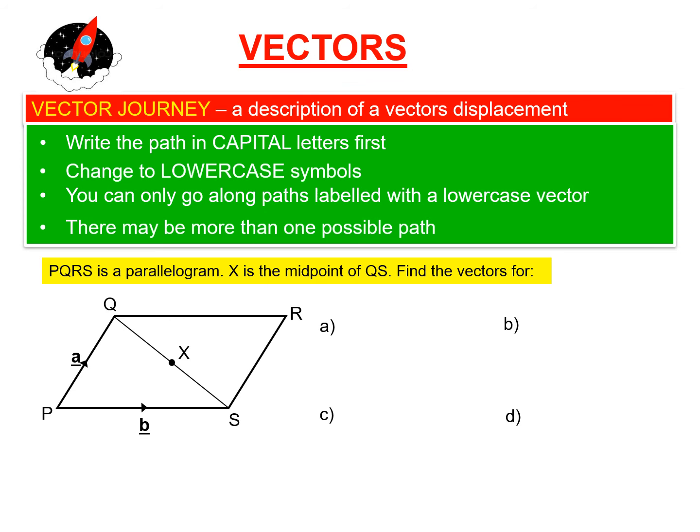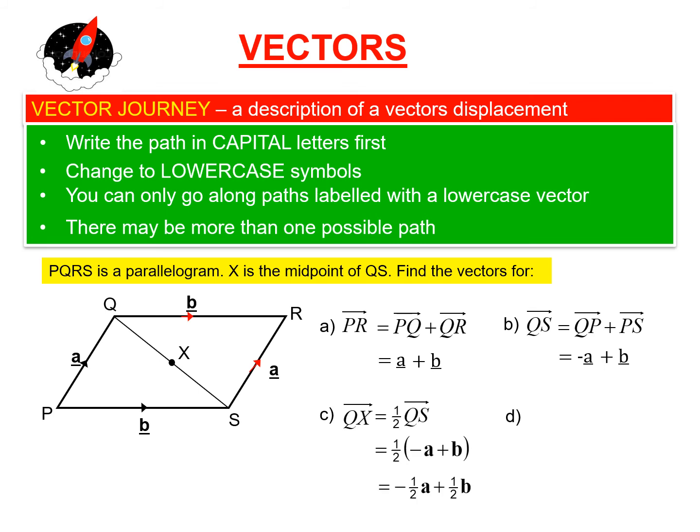Remember to always fill in any information that you know on your diagram first. So here we can fill in vector a and vector b on the sides RS and QR respectively. This will help us because it will give us more routes to take. So here we've got PR, so one possible route to get from P to R is to go along PQ and then along QR. So that gives us the vector journey a add b. Second example is QS. So to get from Q to S, one possible route is to go from Q to P and then P to S. So that gives us the vector journey negative a add b.